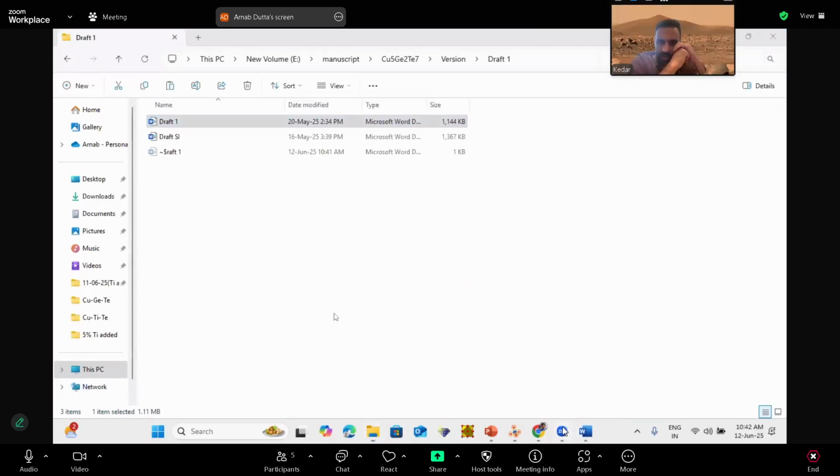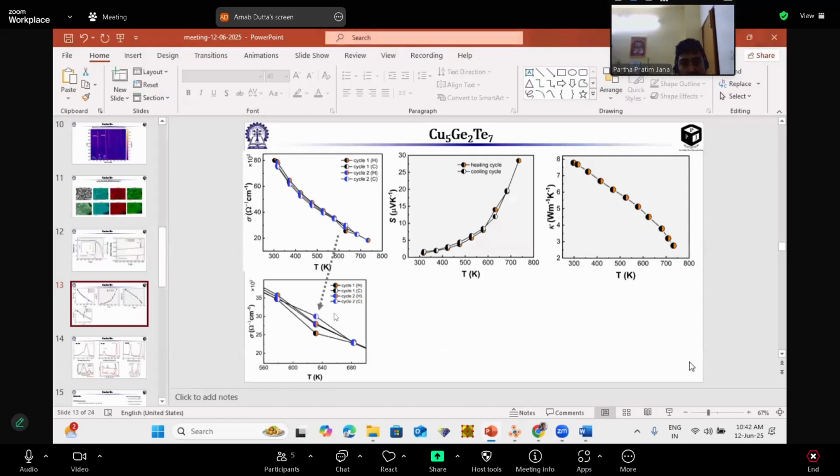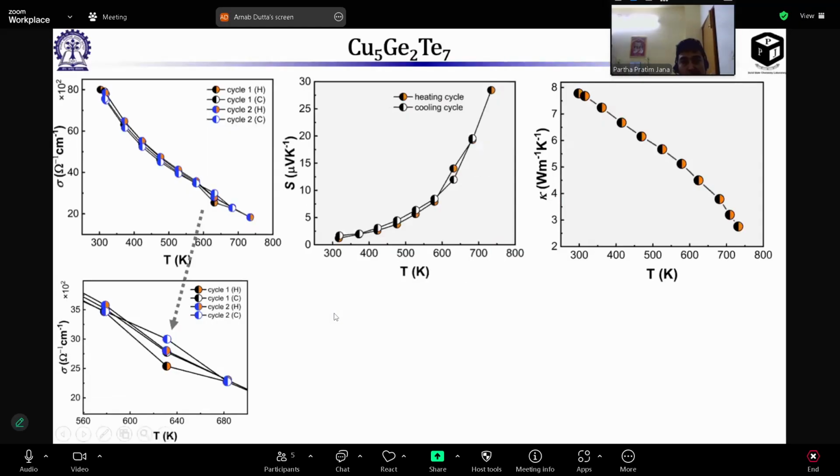Now, a little spoiler. I will mention the main USP of this. This is a new compound, and they were able to prepare a phase pure sample by the Joule heating technique. That is really great, actually. Yeah, that's pretty amazing.